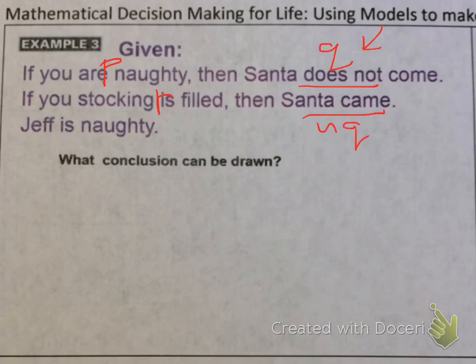So what conclusions can you draw? It says Jeff is naughty. So if Jeff is naughty, then what can we conclude? We conclude that Santa did not come.